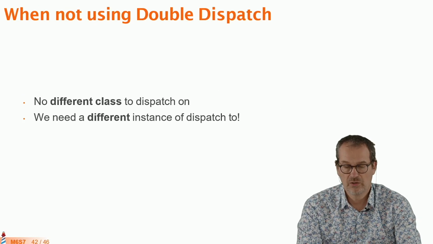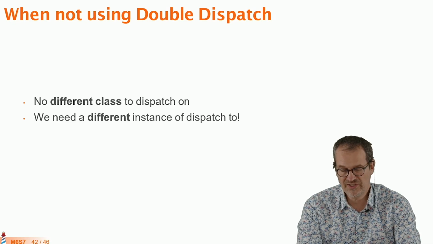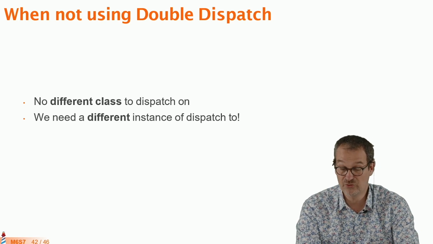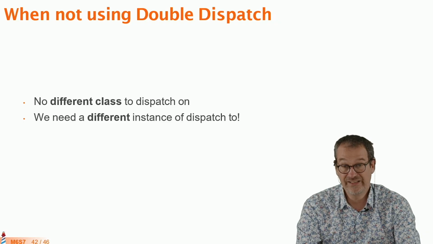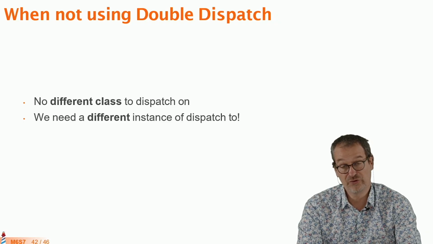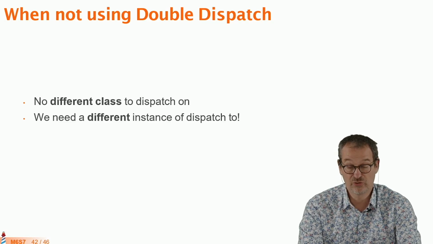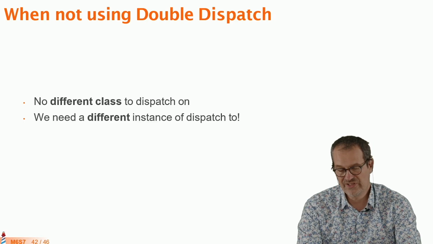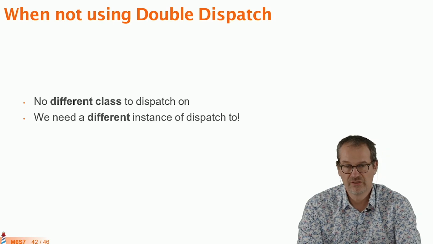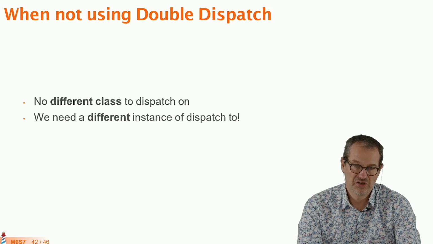Now, one question is when not to use double dispatch. In fact, first, the simple one is that if you don't have a different class to dispatch on, then you cannot use it. This is not that you can, this is that you cannot. Basically, you need a different instance of a different class to be able to dispatch, to execute a different method. Second, if you have a limited case with two, three methods that you have to check, and you know that it will never change, maybe you don't have to bother to introduce double dispatch.